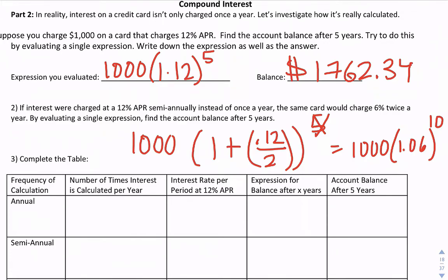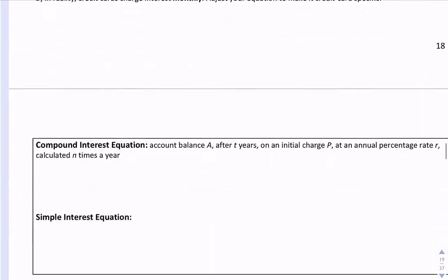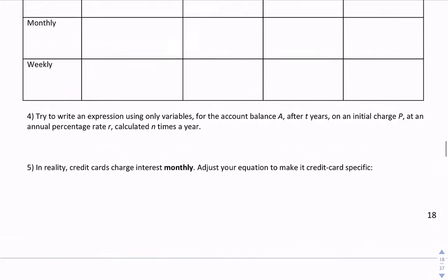Is it going to be a lot more? That's the prediction. So they charge you 6% twice a year. Is that going to be much more than 12% once a year? So I'll put this in. And we get 1,790.84. Well, 85. So it is slightly more if they charge you 6% twice a year versus 12% once a year. All right, so let's complete the following table, and then we'll do the rest of the questions.